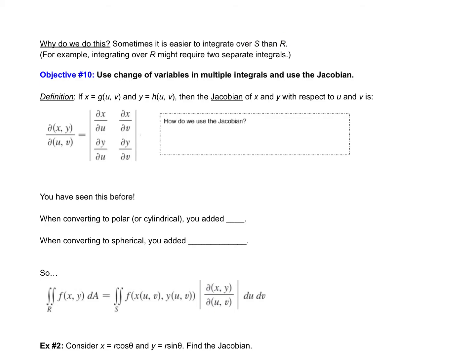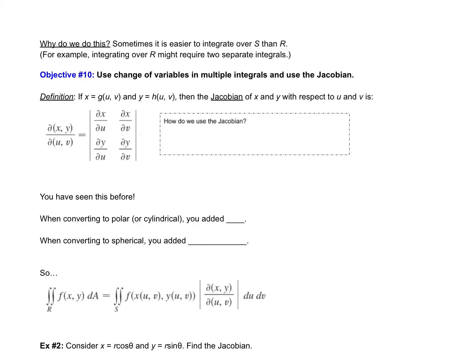So that's what we're taking a look at today, is can we take a region that is difficult to integrate over and make it into one that's easier. So that's what we're going to look at now. Before we get into that integration, we need to define something, and it's called the Jacobian. So the Jacobian of x and y with respect to u and v is the following. So we are taking, first of all, this is the notation for the Jacobian. This is the partial of x with respect to u, the partial of x with respect to v, and so on.